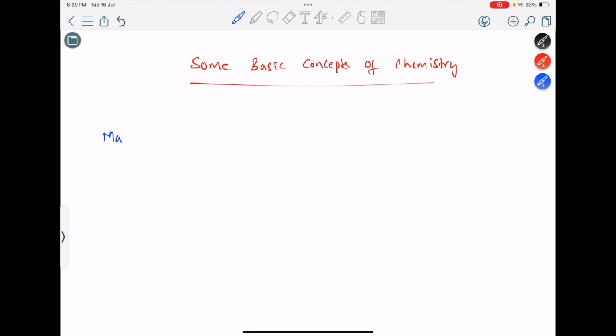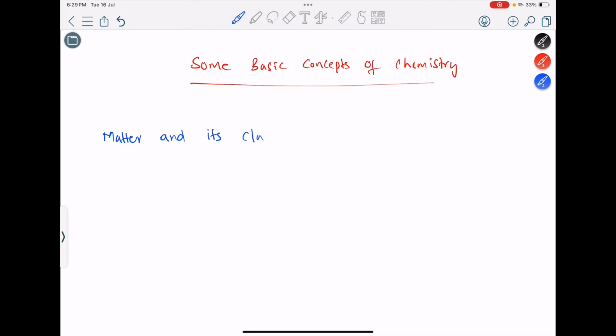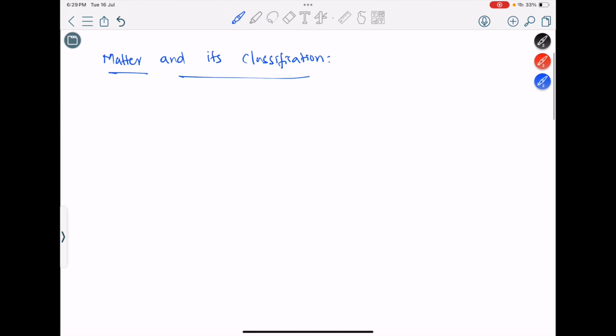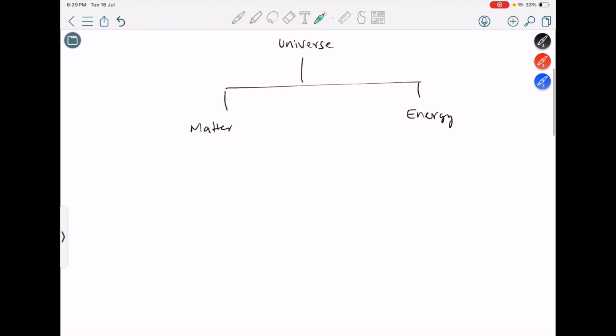In Some Basic Concepts of Chemistry, the first topic which we will be concentrating on is matter and its classification. I repeat, the first concept which we will be talking about today is matter and its classification. Starting with classification, the entire universe is classified into two categories: matter and energy. This is where we'll be focusing more, and the entire classification topic is only about classification of matter.